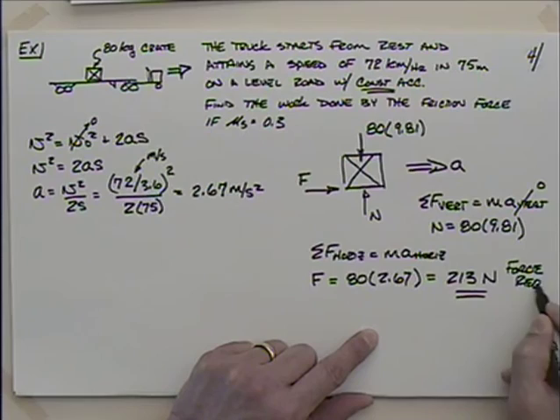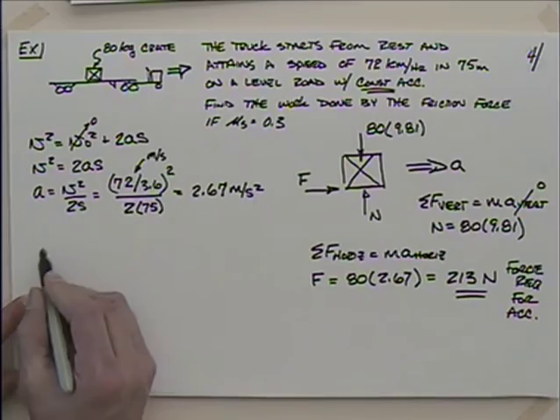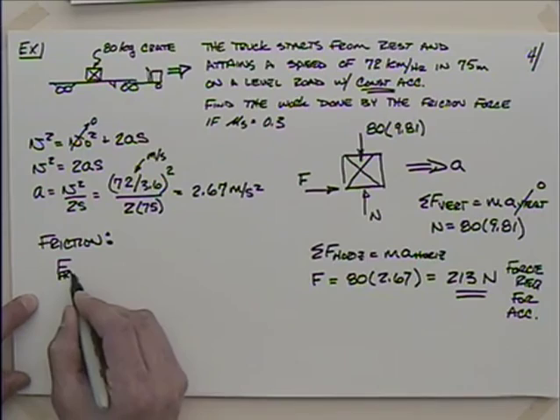So if that crate has to stay with the truck, it's going to take 213 newtons to keep that with the truck. So our question now is, can the friction force deliver that much force? So let's talk about the friction. If I look at the friction force, we know that the friction force is equal to mu times N, right?